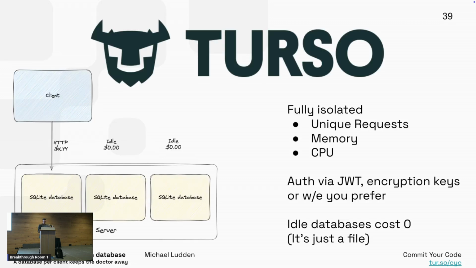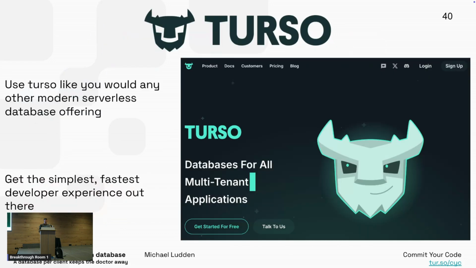So talking about architecture, Turso is fully isolated. If you think of the client being the application querying the data over HTTP, each request can be completely unique. Boy, I wrote that wrong. I don't even know what I meant by that. Memory and CPU. Got two in my head about that. Anyway, you can secure that with anything you want in terms of encrypted keys, JWT, or anything else. And then idle databases cost zero, again, because it's just a file.